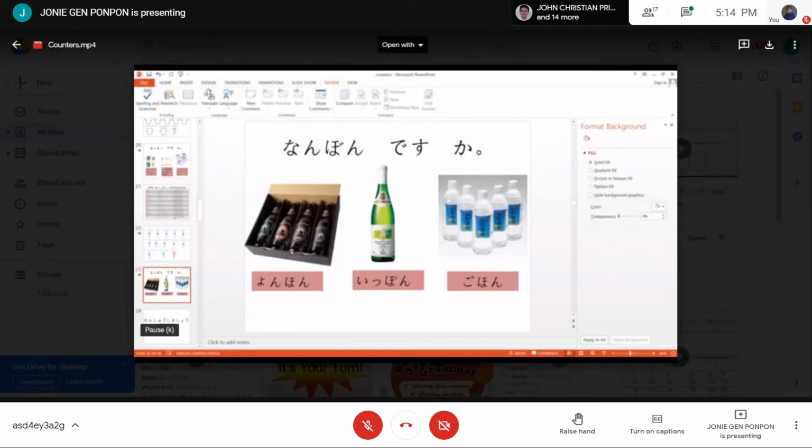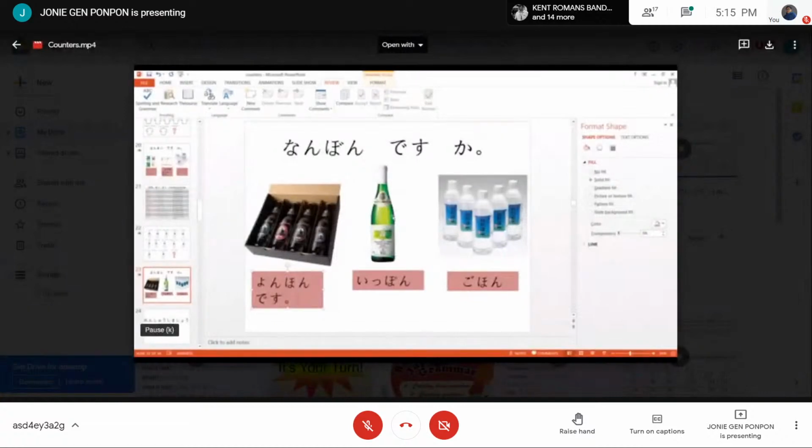Okay, so let's say this one. 1, 2, 3, 4. Nanbon desu ka? That is yonhon. Yonhon desu. This one, this bottle here. 1 piece. So it's ippon. Ippon desu. Okay, this water here. 1, 2, 3, 4, 5. So 5 pieces. You will say gohon desu. Okay, so that's how you answer nanbon desu ka?